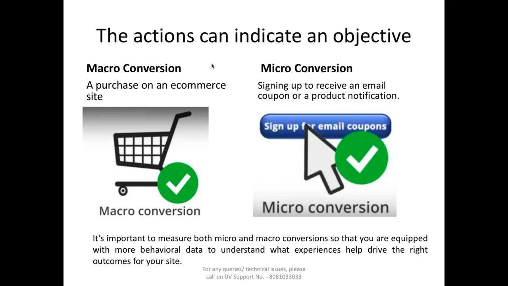It is conceptual, basically. So let's understand that the macro conversion is the ultimate goal. It is the ultimate objective. For an e-commerce website, an order is the ultimate objective. Okay, they want orders.